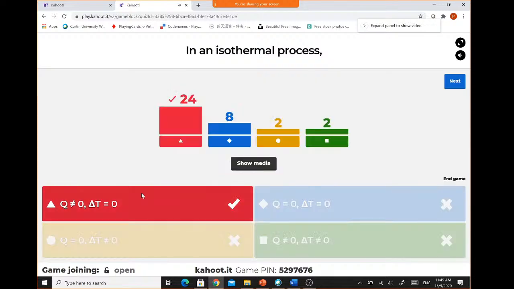Okay, very good. So it's red color. Q doesn't equal 0, but your delta T equals 0. Isothermal means T is the same.